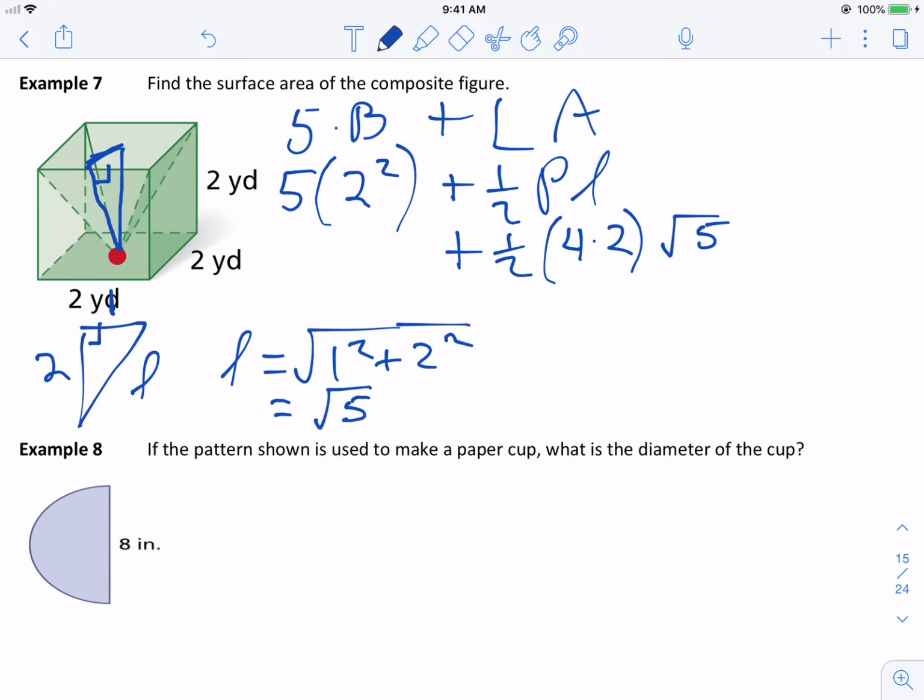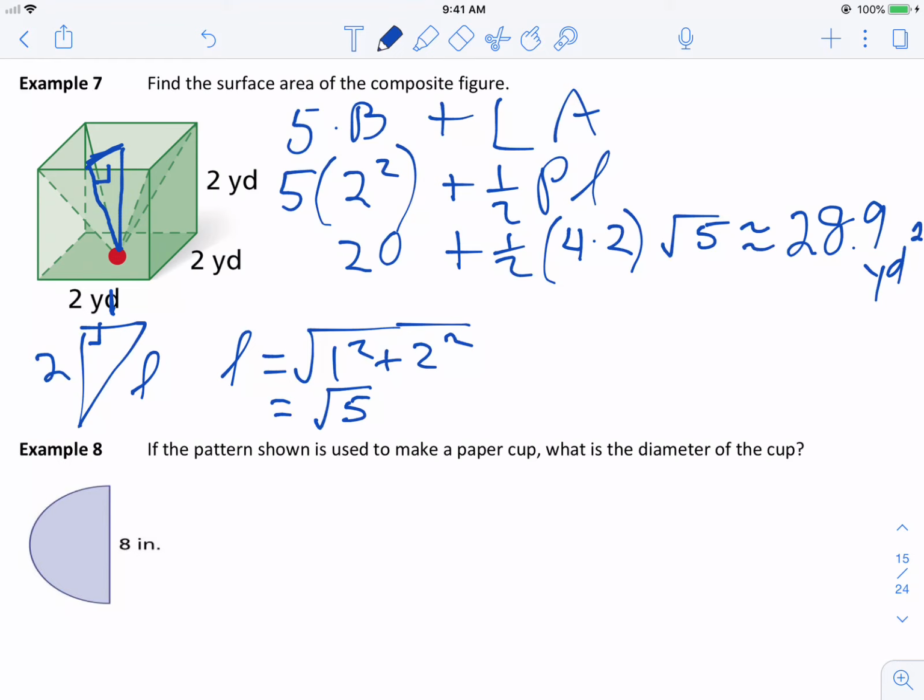So now we can add these components together. Going back to the 5 bases, 2 squared is 4. So multiply that by 5, we have 20. We can really let the calculator take over here and get a rounded final answer. 20 plus, let's see, 4 times 2 is 8, half of that is 4, so we'll multiply by 4 times the square root of 5, and we get a composite surface area of 28.9 square yards.